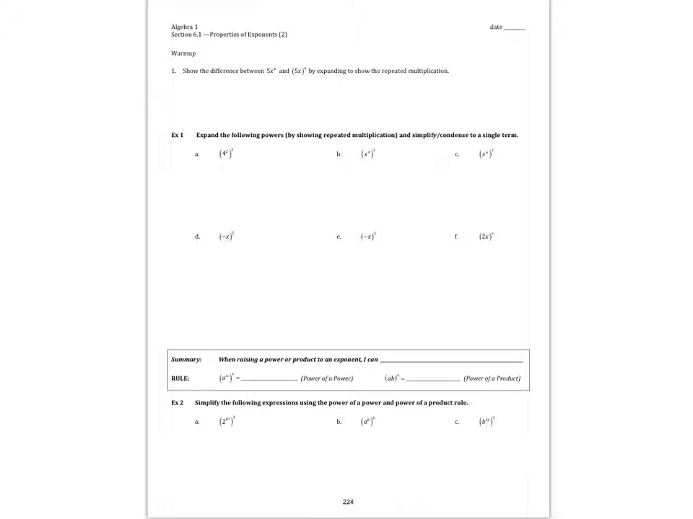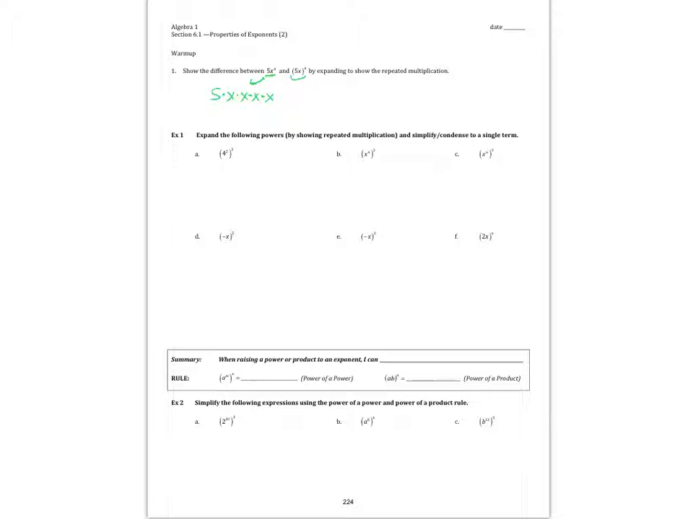Okay, and what we'll see here, it says show the difference between 5x to the fourth and then parentheses 5x to the fourth. So in the first one, there's no parentheses. What that means is that the 4 is only attached to the x. So when I expand this one out, I get 5 times x times x times x times x, right? And the x is the only thing that's got repeated multiplication. There's only one 5, but there's 4 x's.